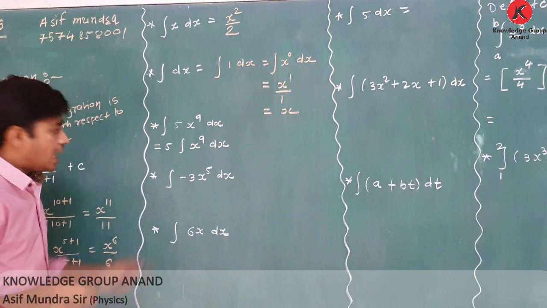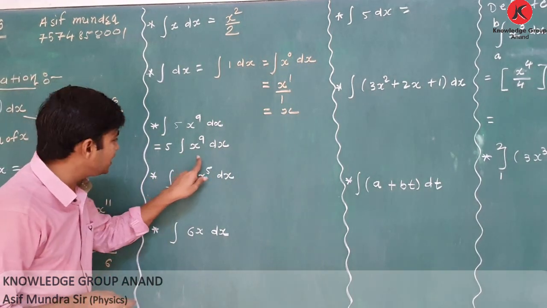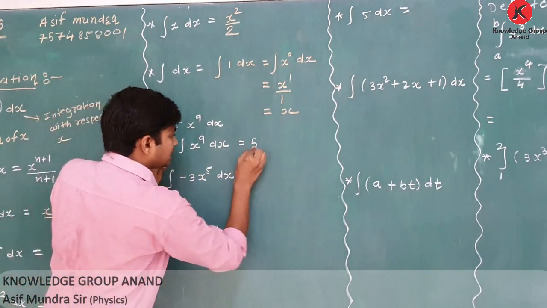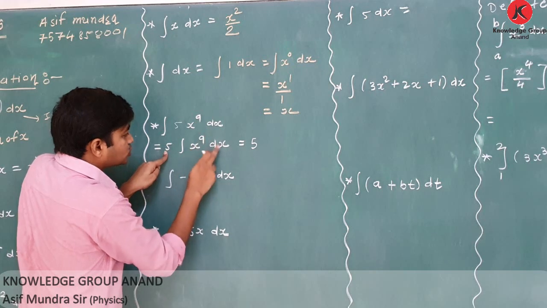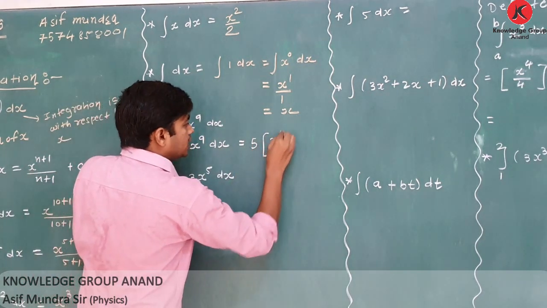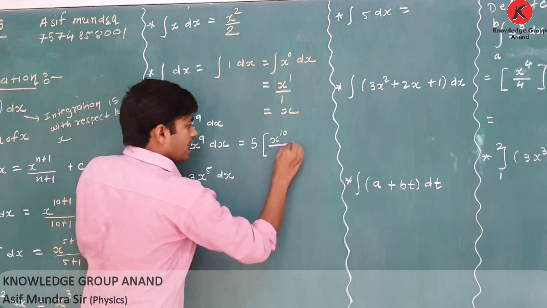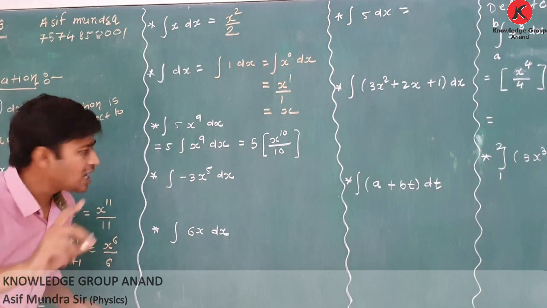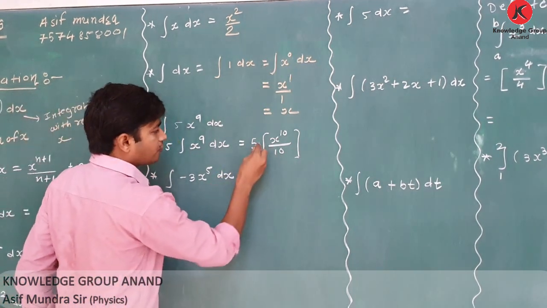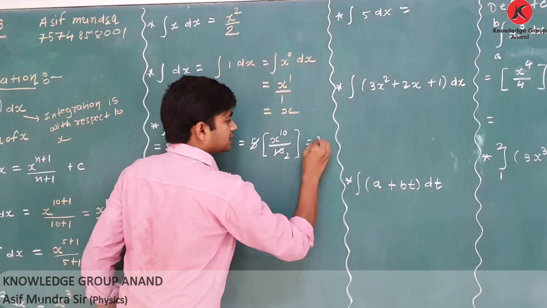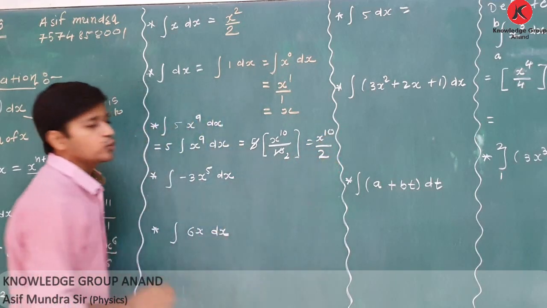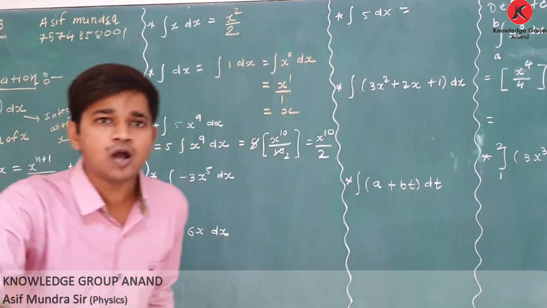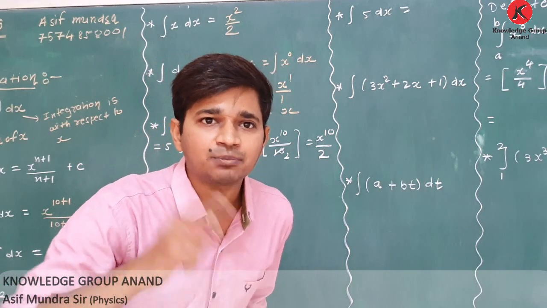Now how to integrate this? See carefully, this 5 as it is. What is integration x raised to 9 dx? Add one to the power, 9 plus 1, 10, and that power you have to write in the denominator. Clear? So you can simplify this: 5 and here it is 2. So your answer is x raised to 10 divided by 2. Any doubt? If you have any doubt, send your doubts on my WhatsApp number.